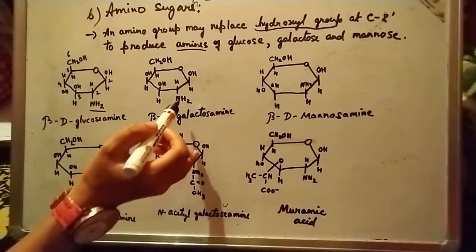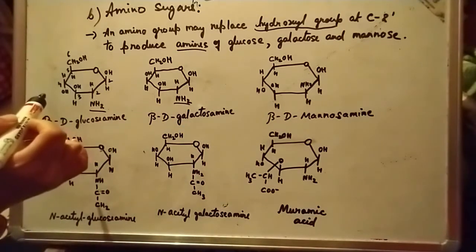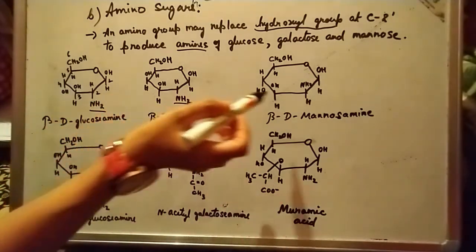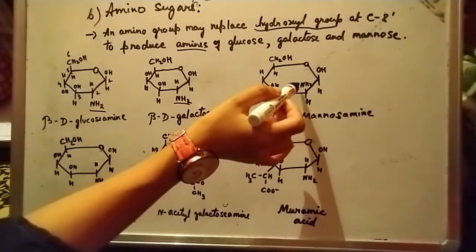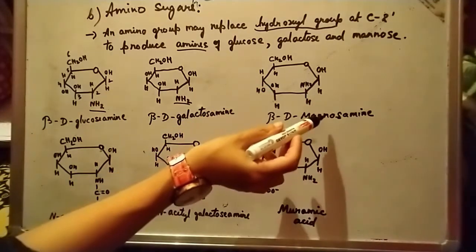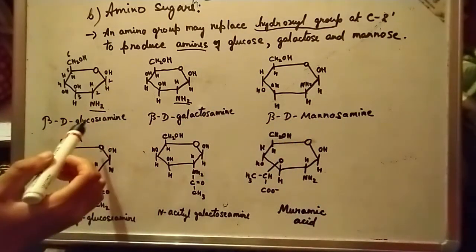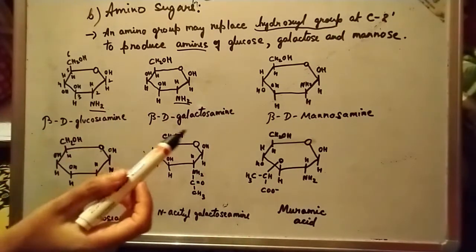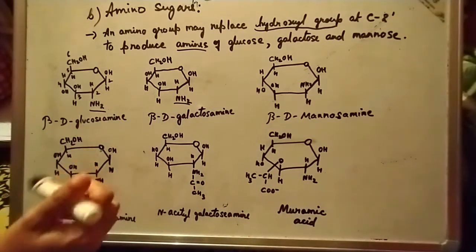Here in this case, galactose, replacement of the hydroxyl group in carbon number 2, and also in carbon number 2 of mannose. Okay, so we get the amines of these three monosaccharides.